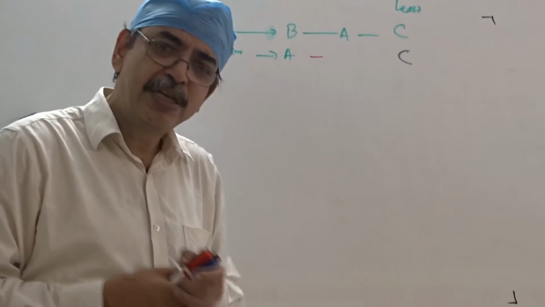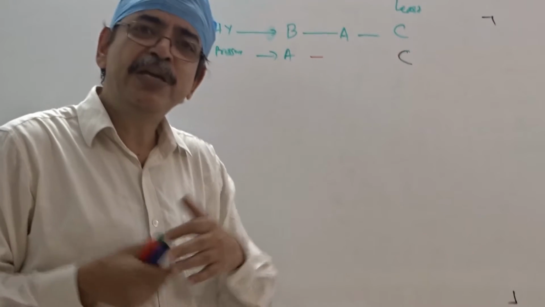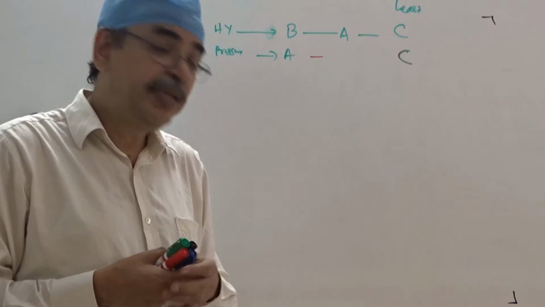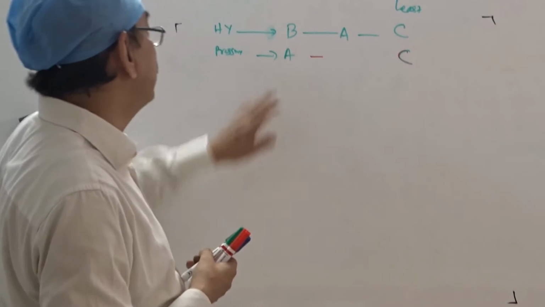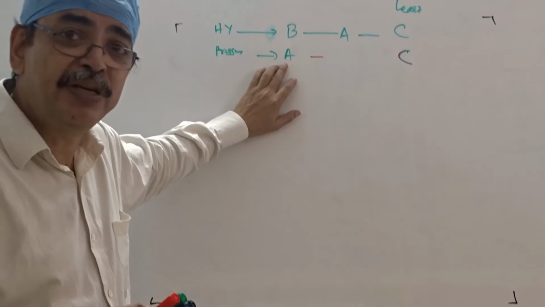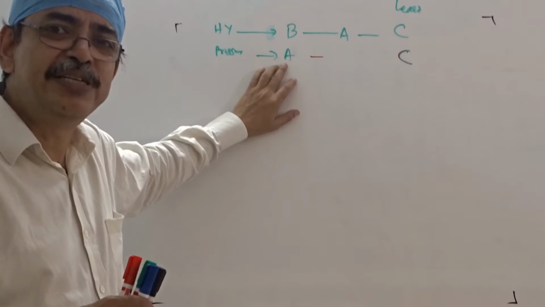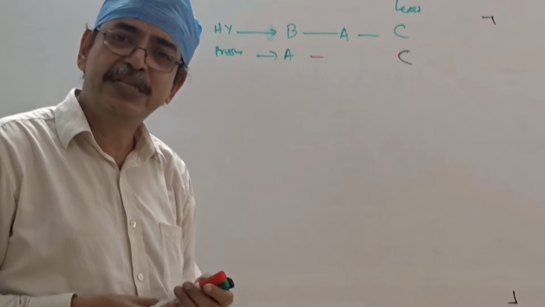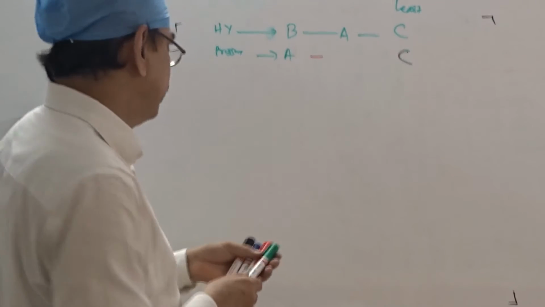But if there is motor weakness, sensory loss, or bladder and bowel problems, then we can understand that the A fibers have been affected by pressure from the disc or other things. Then the scope of decompression surgery comes in.